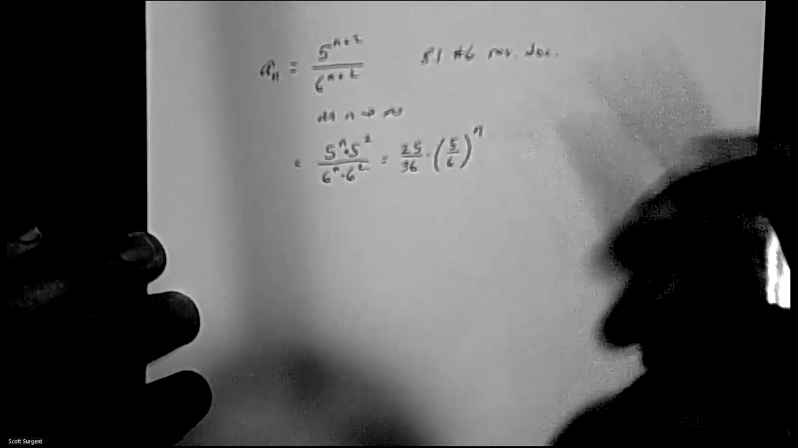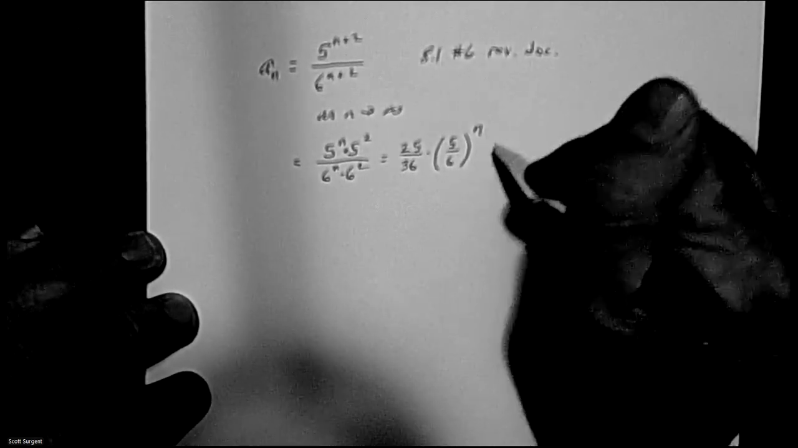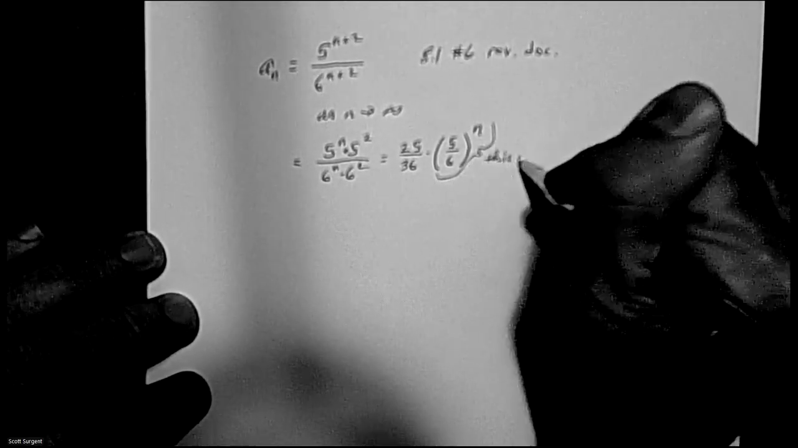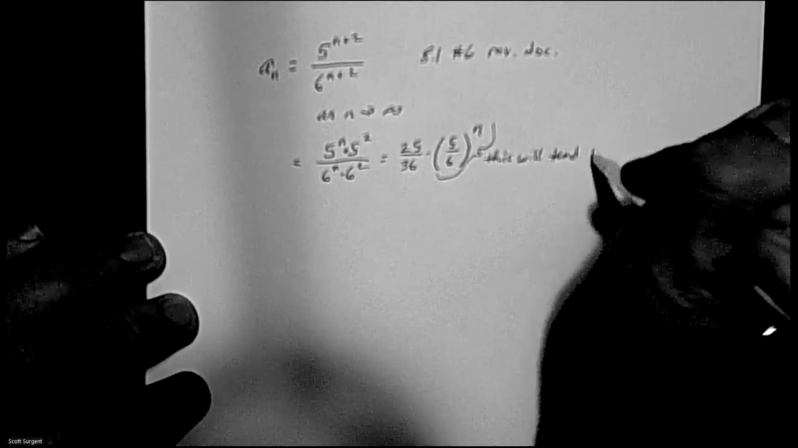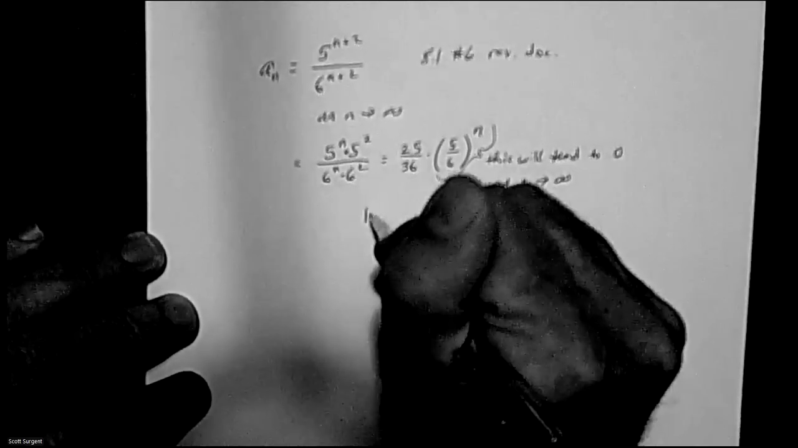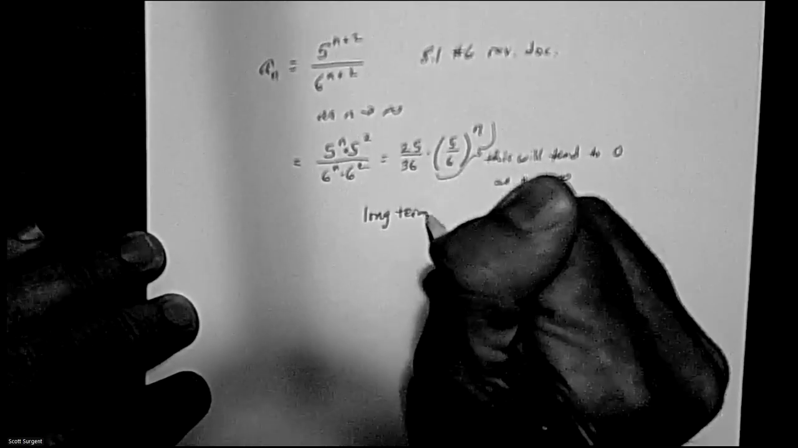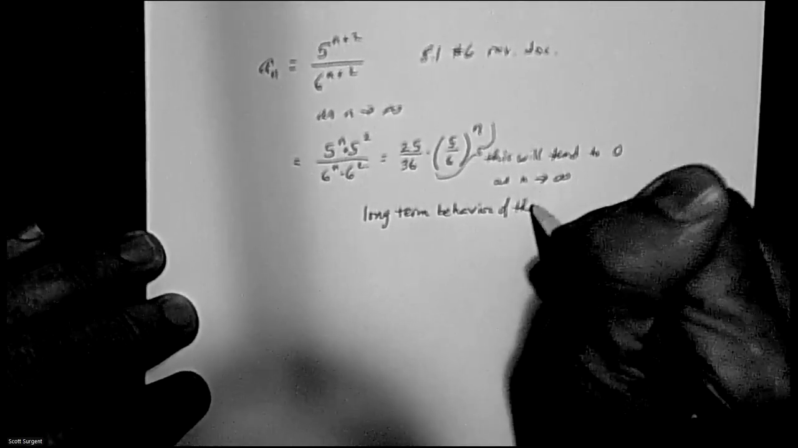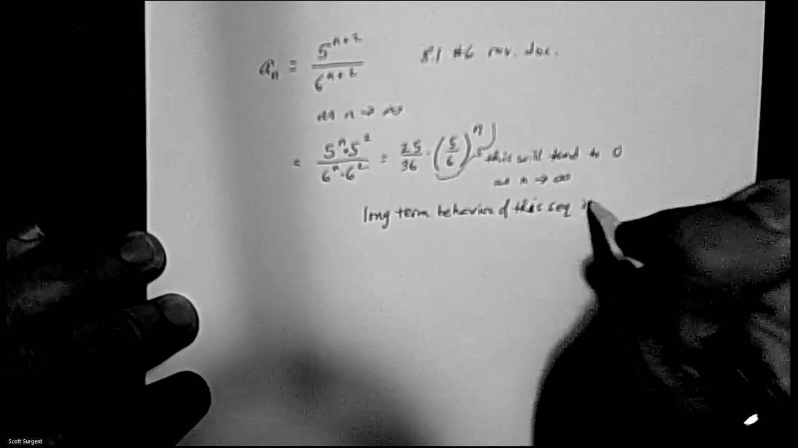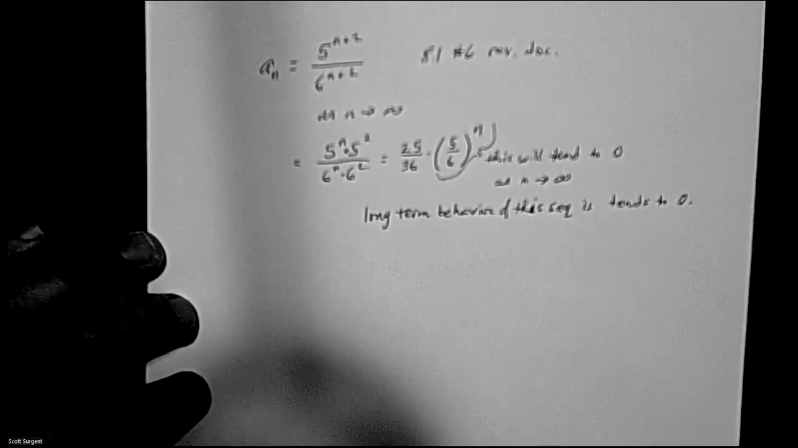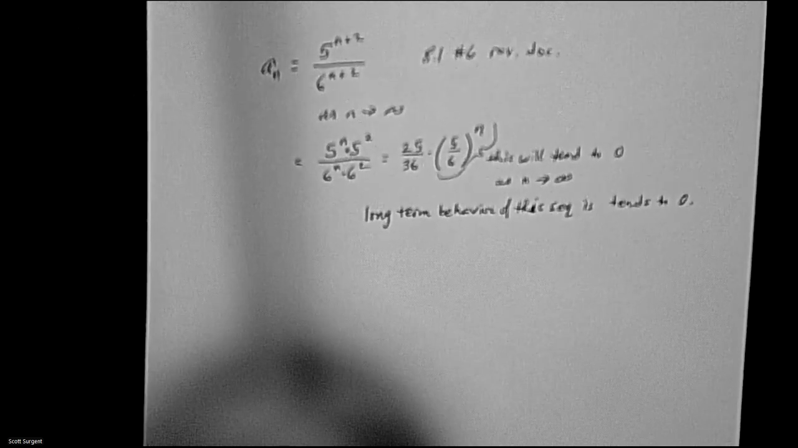But if you take a fraction less than 1 and raise it to a higher and higher exponent, this will tend to 0 as n tends to infinity. So the long-term behavior of this sequence is it tends to 0. I should note that it never actually equals 0, but it gets close to 0 as a limit.